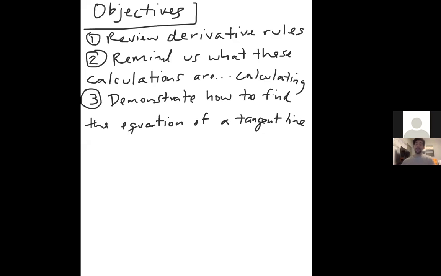Hey you all, so in this video I'm trying to do three things. I'm going to review derivative rules, remind us what these calculations are actually calculating, like what is the point of this work, and then just demonstrate how we can find the equation of a tangent line.